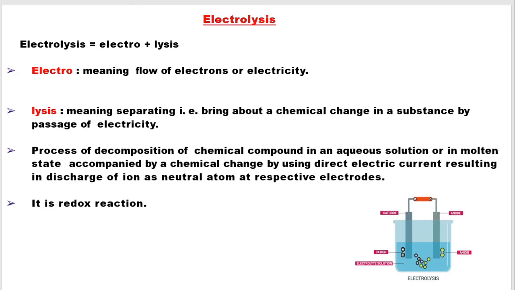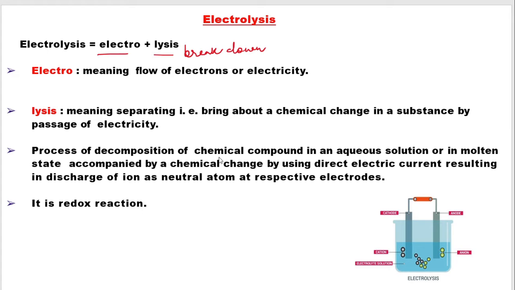Electrolysis is composed of two words, that is electro and lysis. Where the word electro means the flow of electrons or electricity, and lysis means the breakdown or separation of a compound into ions. When a compound is dipped into an aqueous solution and electricity is passed through it, that compound will break into its constituents, that is ions or molecules. That breaking is known as lysis, and as electricity is used, it is known as electrolysis.